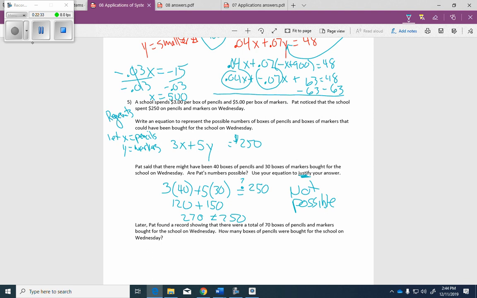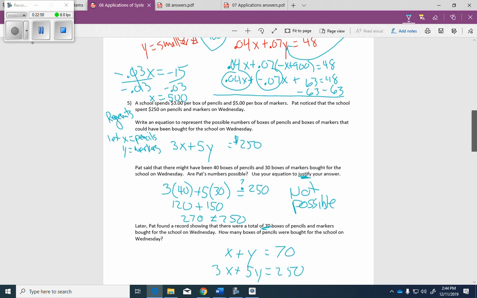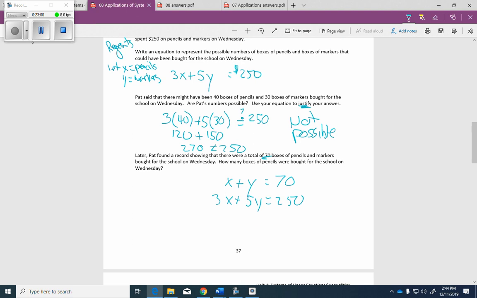Later, Pat found a record showing that there were another total of 70 boxes. Ooh, so I'm getting another equation. There were 70 boxes of pencils and markers together. So that would be my x plus y equals 70. Why don't I use this equation with the one that I wrote before, and figure out really how many boxes there were.